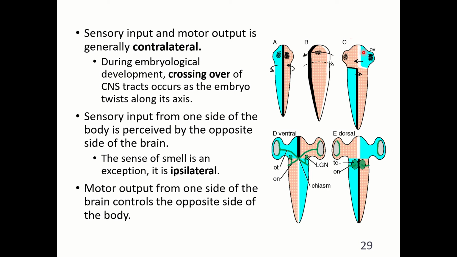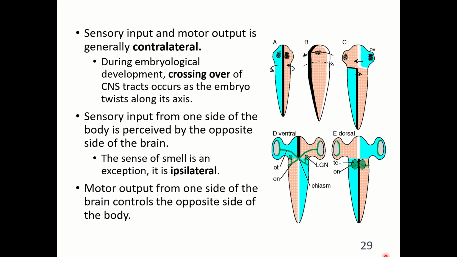Figure C shows this crossing over and axial twist concluding. And now the right eye has twisted to where the left side of the body is, and the left eye has moved underneath the embryo and is now on the right side. And there is a decussation of tracts called the optic chiasm for the eyeballs that has occurred as a result. And we'll see this in other areas as well as we explore the brain.